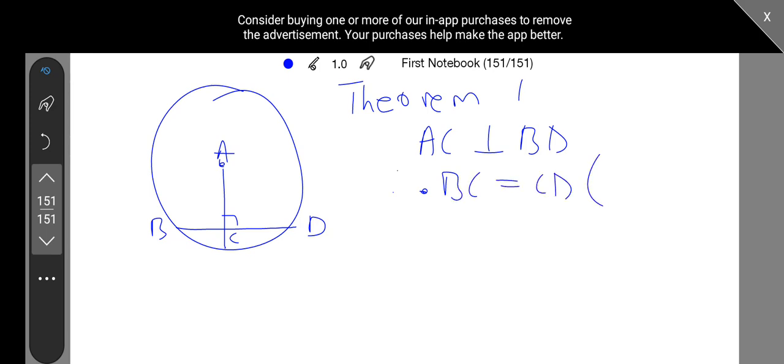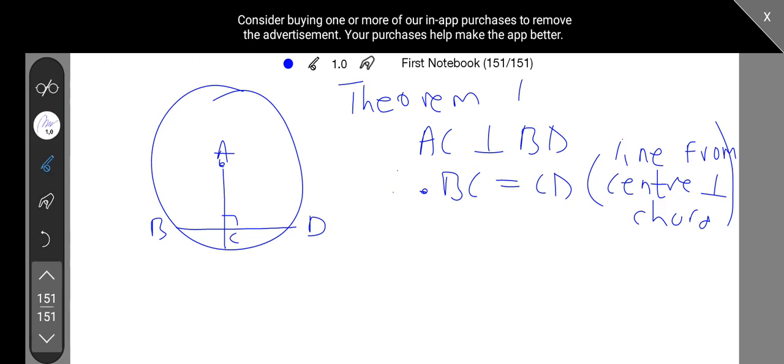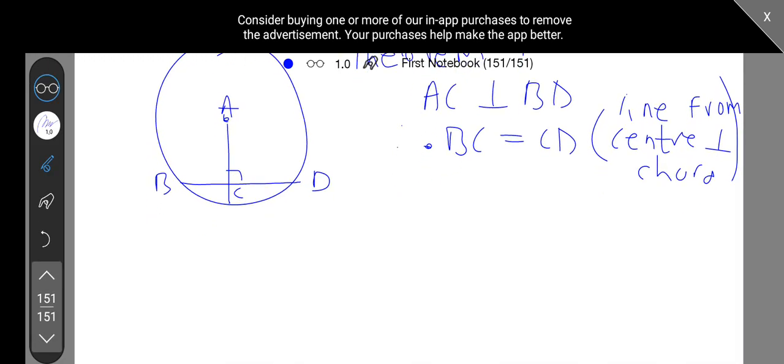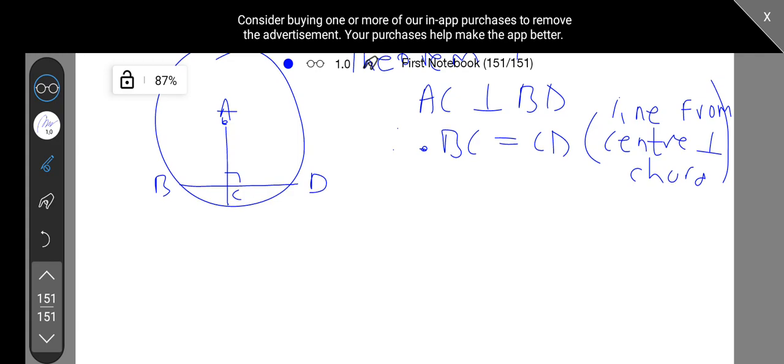Now, what reason will you give there? Well, just say a line from center perpendicular to the chord. It's a correct abbreviation. It's a correct shortened version of it, and you will get a mark, right? It's a theorem. It says that if a line from center is perpendicular to a chord, therefore it bisects the chord. Okay? So just say line from center perpendicular to the chord.